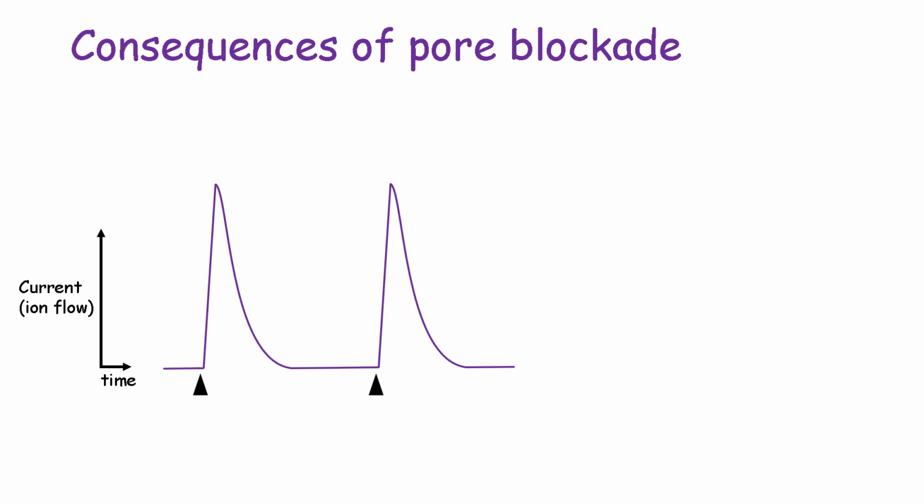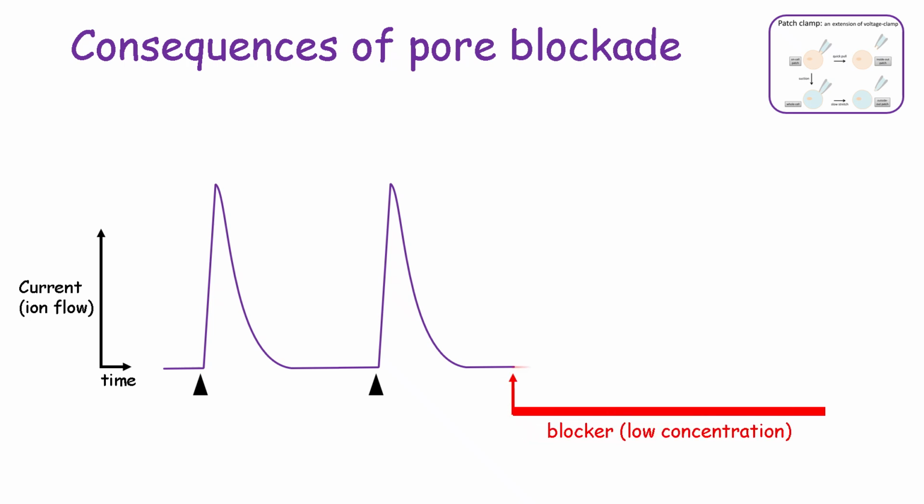To illustrate the consequences of open channel block, these traces represent ion channel currents recorded from a cell under voltage clamp conditions in response to activation by a brief stimulus, indicated by the arrowheads. If you're not familiar with the voltage clamp technique, see my video on that topic. Now let's see what happens when we add a pore blocker and repeat the same stimulation.